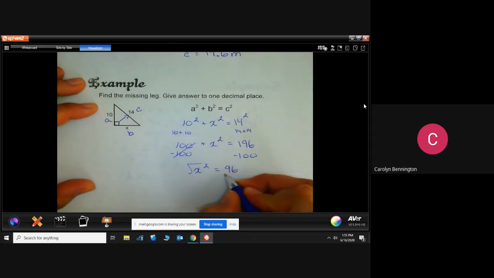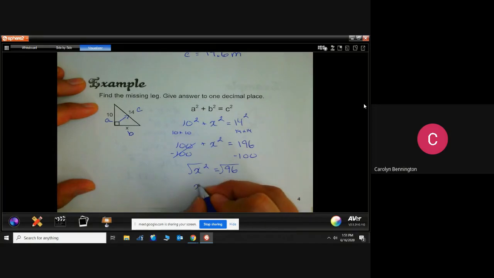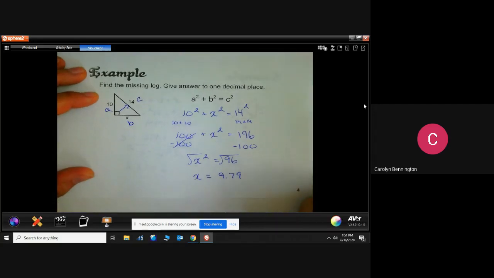So now we'll take the square root of both sides and we'll get X equals 9.79. Again, to one decimal place, that 9 is going to bump the 7 up to an 8. So we'll get 9.8.